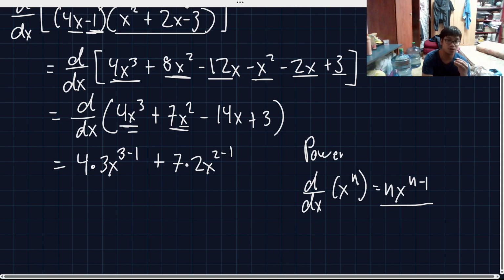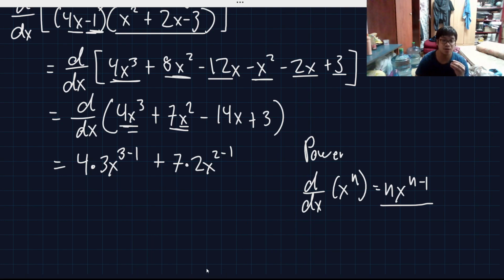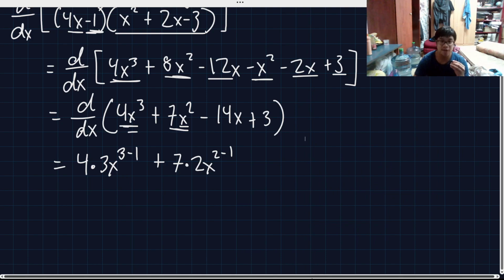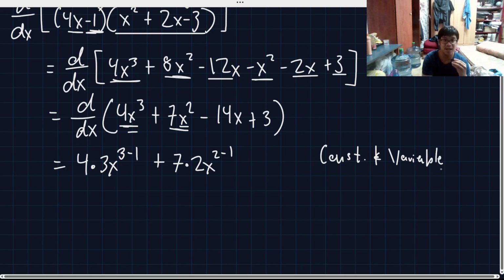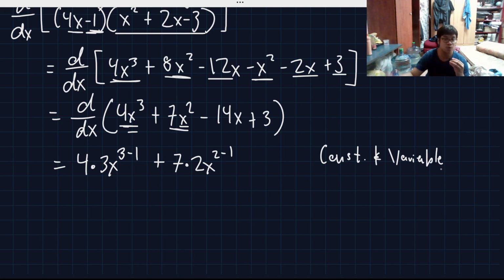Now, for the third term, we have negative 14x. Let's recall that if you're going to get the derivative of a term that has a constant and a variable, where your variable has an exponent of 1, basically it acts as a simple letter, not a letter that has a visible exponent like x squared, x cubed, or square root of x, or x raised to negative something. Just a simple letter only. So the answer here would be just the constant itself.